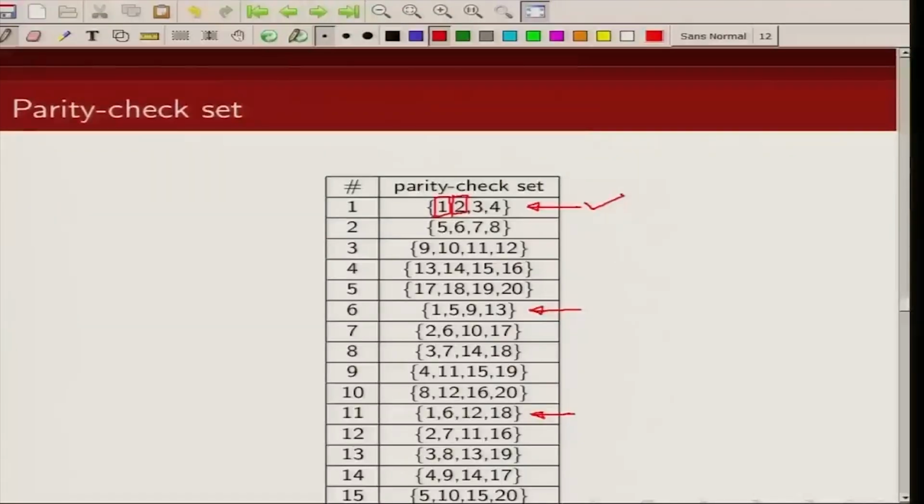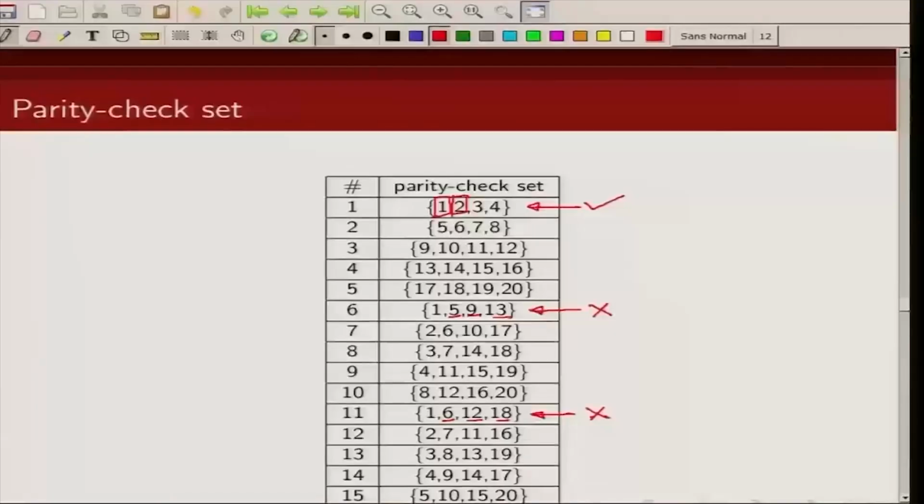Okay. What about this? This parity check set will not be satisfied. Why? Because 5, 9 and 13 were received correctly, but 1 was not received correctly. So this parity check set will not be satisfied. Similarly here 6, 12 and 18 are received correctly, but 1 is not. So then this parity check set will not be satisfied. So what we have seen here in the case of double error is that 2 of the parity check sets involving 1 are not satisfied, whereas 1 is satisfied.